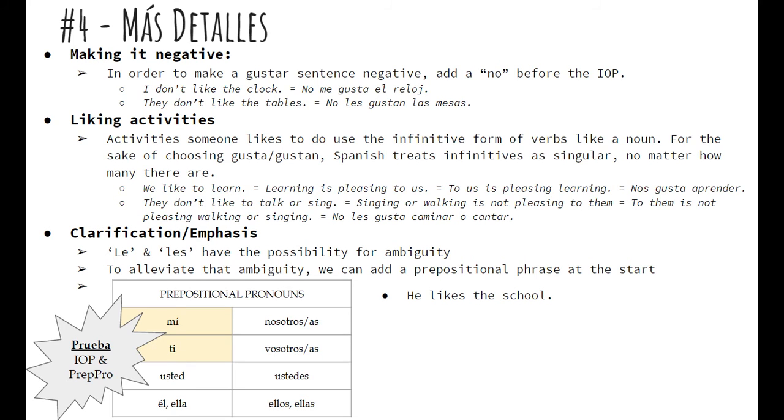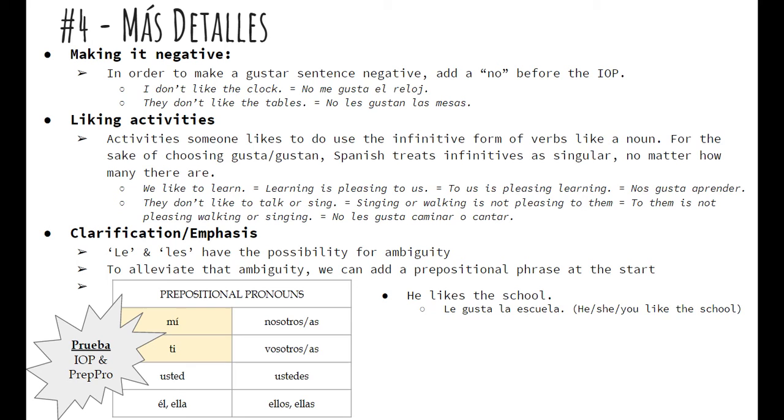So a couple of examples here of using this clarification and emphasis. Clarification would be for the le and les, the bottom half of that chart. Emphasis is something that we don't really have a lot in English, but they can use the top half of the chart, the mí and the ti, the nosotros, nosotras, vosotros, vosotras, to be extra emphatic about who it is that's liking. It's kind of an optional thing, but they do it from time to time if they want to kind of throw an exclamation on who's doing the liking.